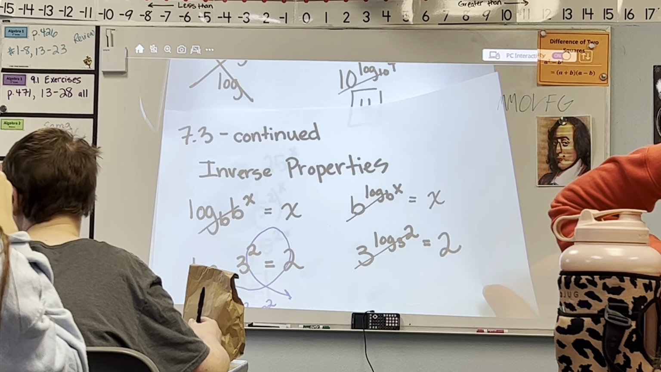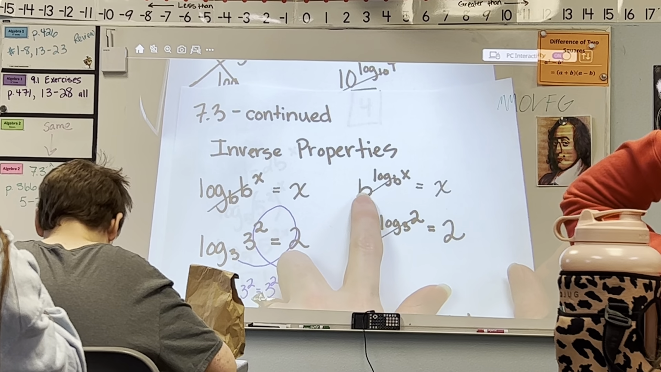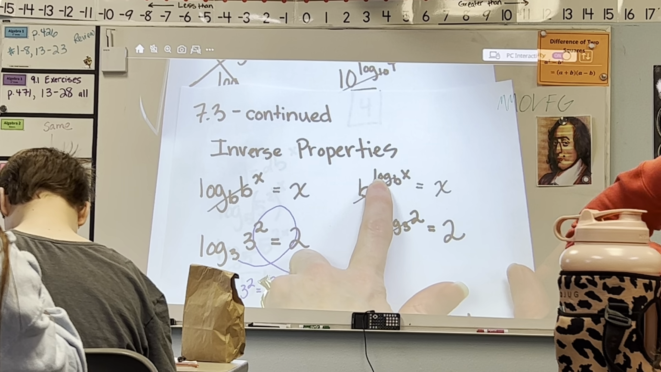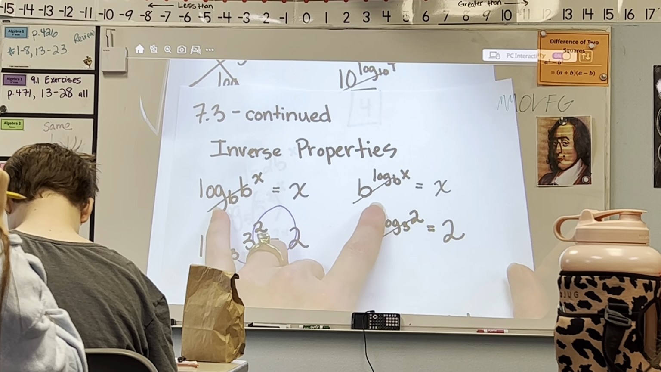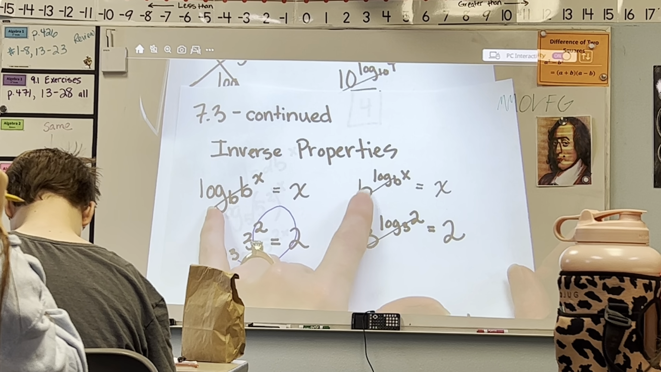So there's two different kinds. There's this one where it's log base b of something, and there's this one where it's this number to the power of log. So there's two different versions of this. Is that what you were thinking maybe?